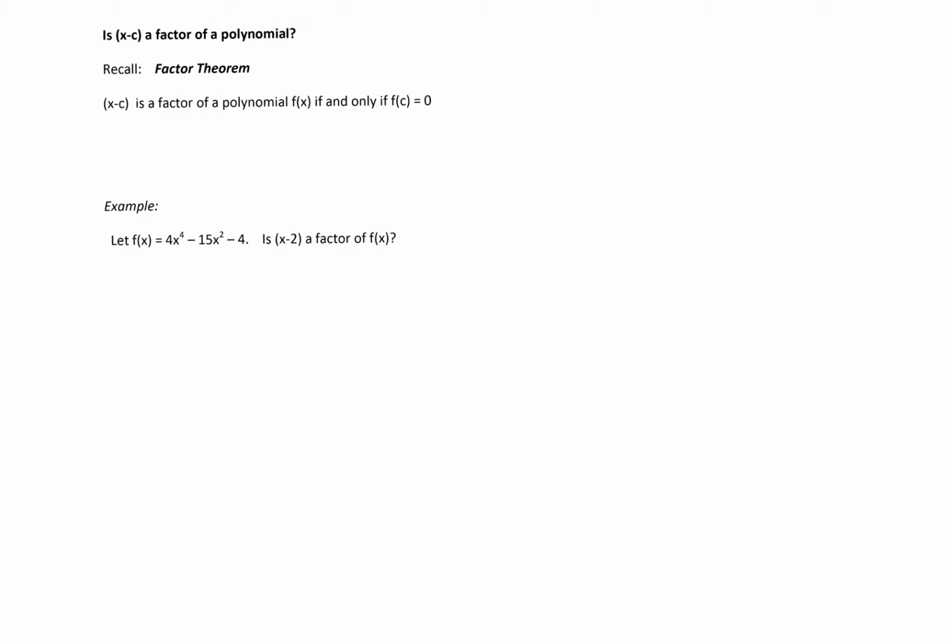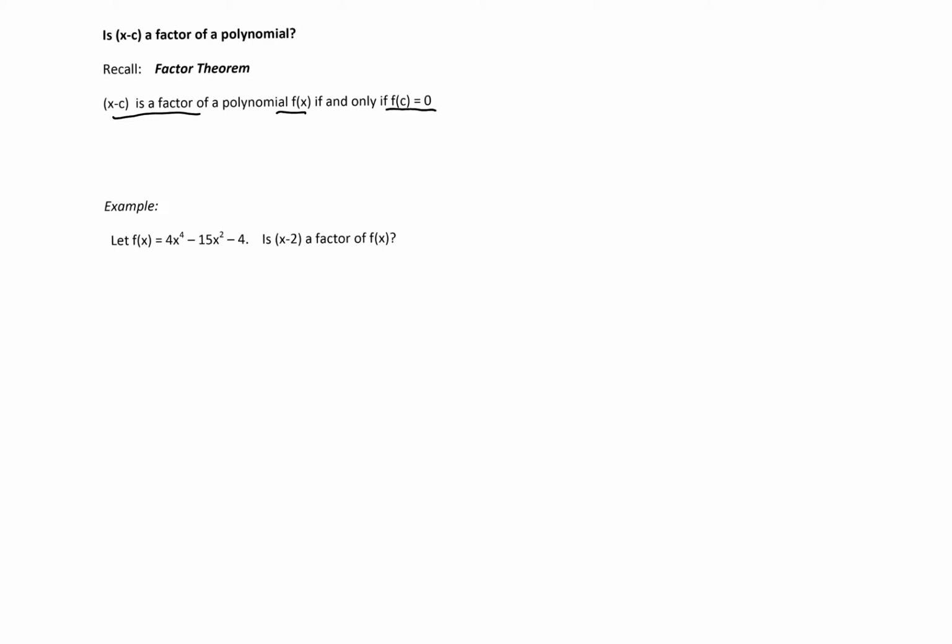If we want to know whether a binomial x minus c is a factor of a polynomial, then we can use the factor theorem. The theorem says that x minus c is a factor of the polynomial f of x if and only if f of c is equal to 0. So x minus c will be a factor of the polynomial if f of c is equal to 0.